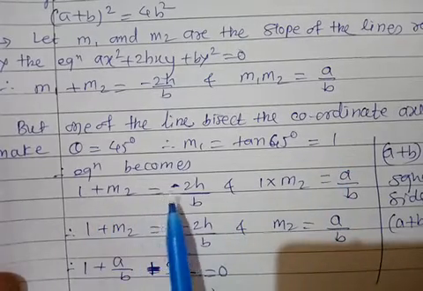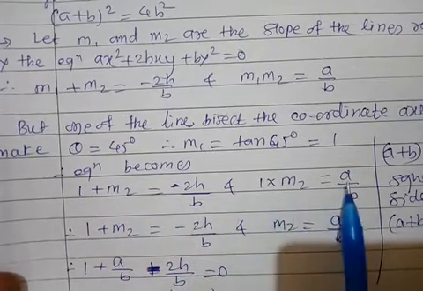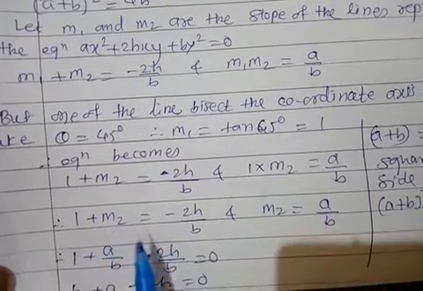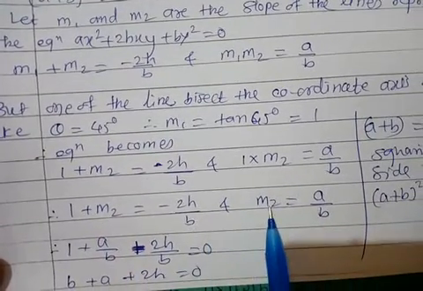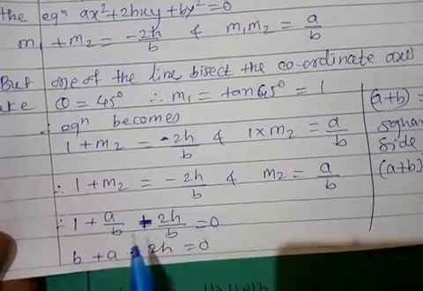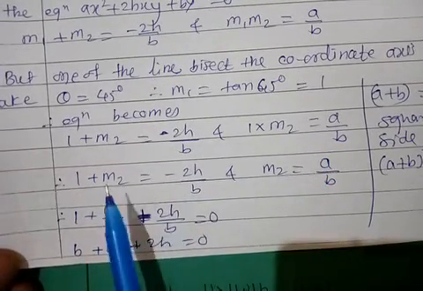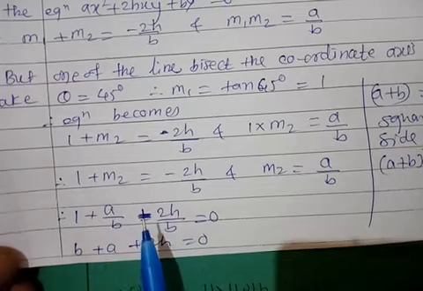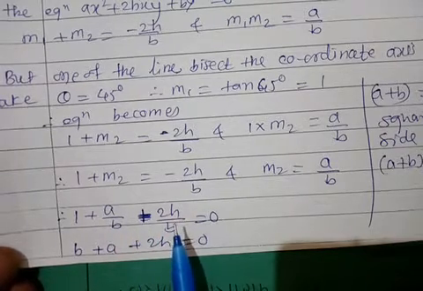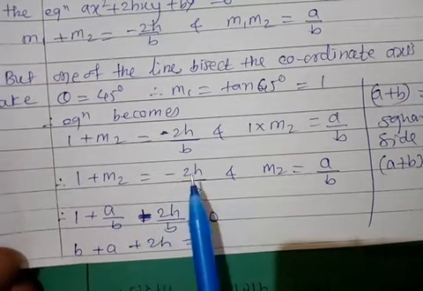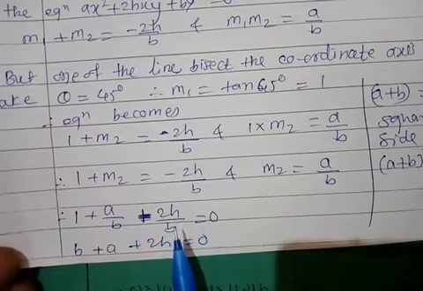1 plus m2 equal to minus twice h by b, and 1 into m2 equal to a by b. So m2 equal to a by b. Here we put the value of m2: 1 plus a by b equals minus twice h by b. Bring it here: plus twice h by b equal to 0.